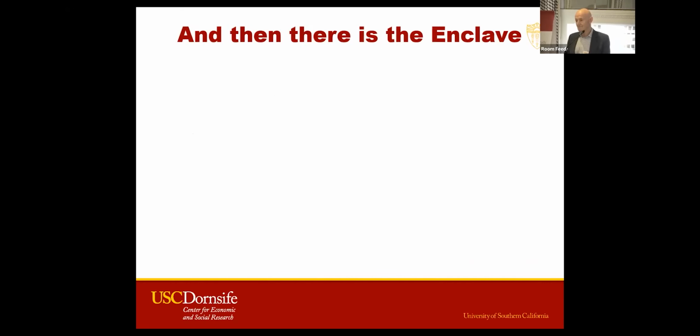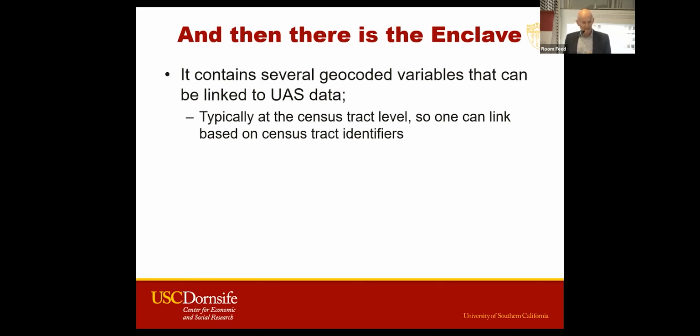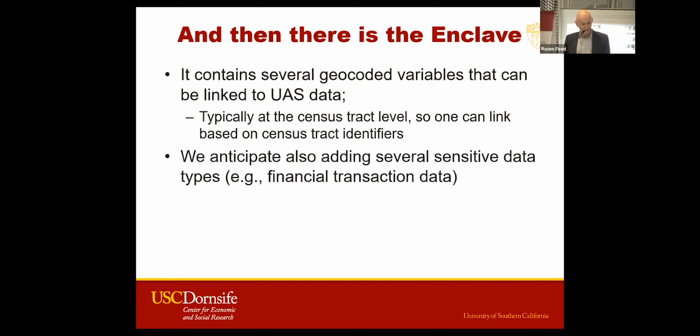So if the data are more fine-grained, then we get into the enclave, and that's another thing that Jill talked about. The enclave contains several geocoded variables. I'll give a list a little later. Typically these are at the census tract level, not always, but most of them are at the census tract level. So if you have data at the census tract level, then you can link them in the enclave.